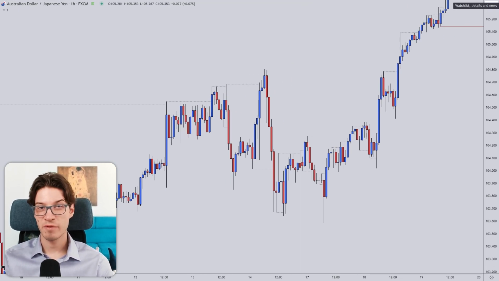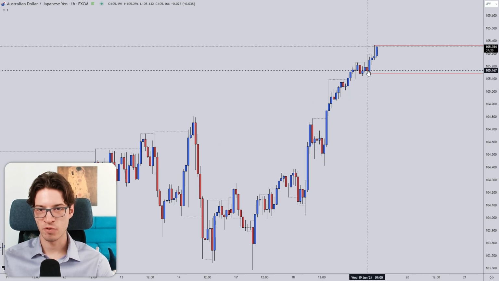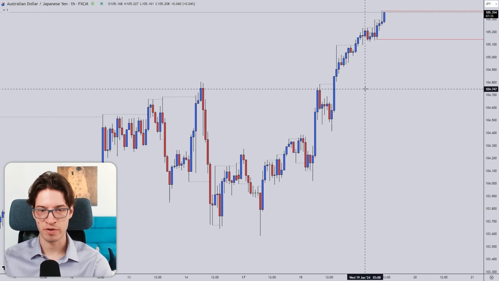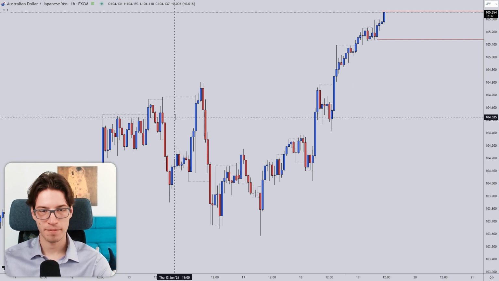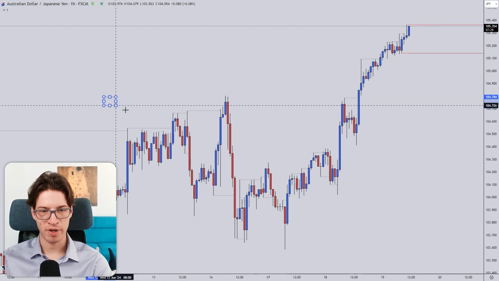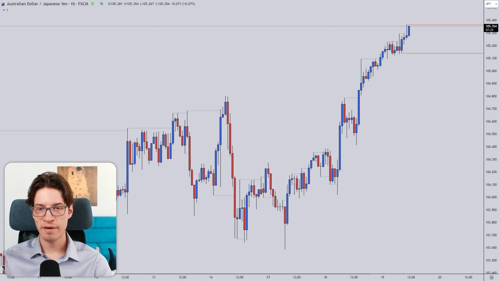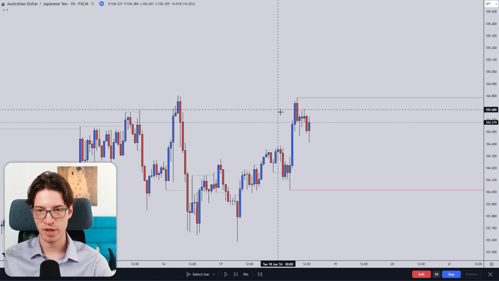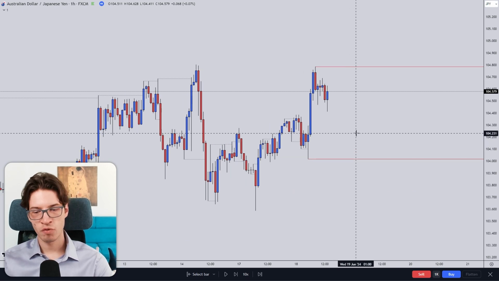JPY pairs, some of them are moving. Aussie Japanese yen is moving, so that's good. Okay, so it's not that all JPY pairs are asleep. One of them is moving. Price action was really crappy in range bound. We did have a flag, which would have been a big winner if I took it, but for me, there were too many warning signs.